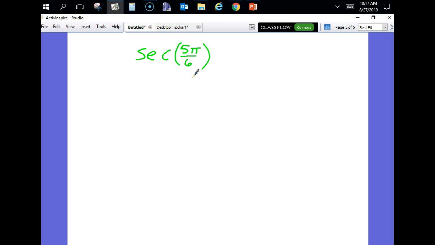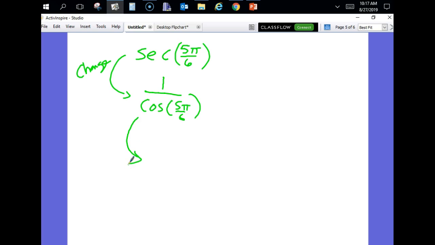So we don't like secant, right? So what does secant equal though? 1 over x. So I'm going to write this. So anytime you have secant, cosecant, or cotangent, we're going to change it. But after you change it, we have a little bit of work to do. So let's do this. What's cosine of 5 pi over 6? Negative radical 3 over 2. I agree.